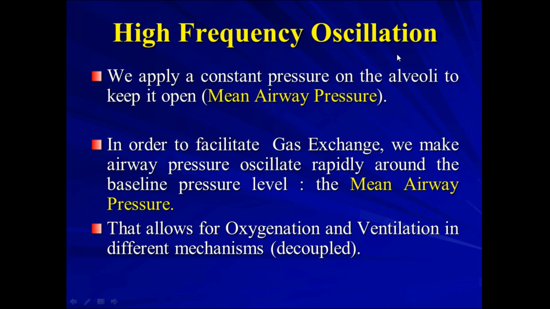So in high frequency oscillation, we are applying a constant pressure on the alveoli to keep them open, which is the mean airway pressure. In order to facilitate gas exchange, we make airway pressure oscillate rapidly around the baseline pressure level, which is the mean airway pressure. That will allow for oxygenation and ventilation by different mechanisms. That's what we call decoupling of oxygenation and ventilation. On this machine, I can manage oxygenation without affecting ventilation, and vice versa.